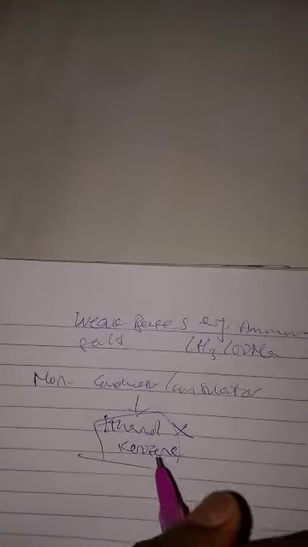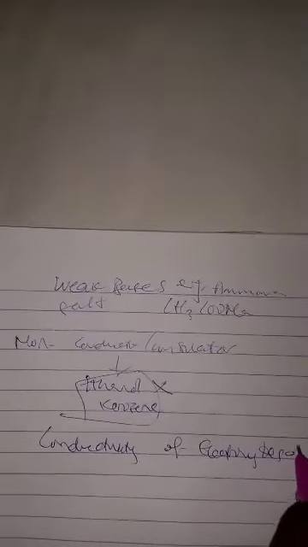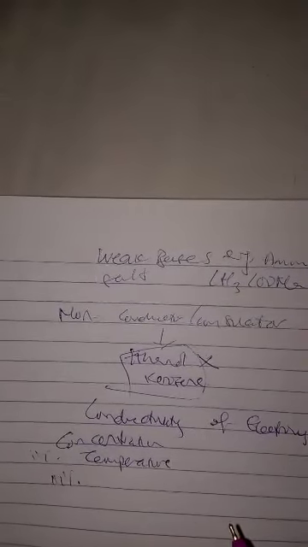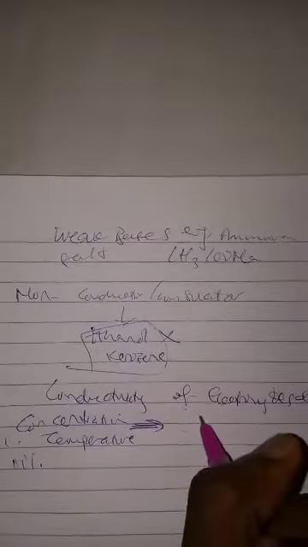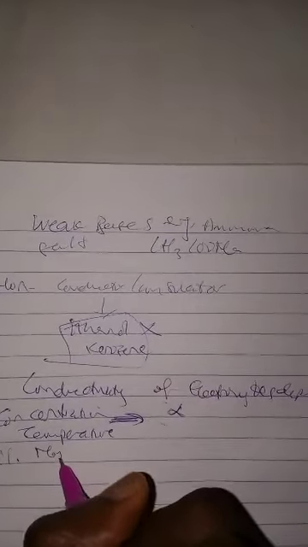Now, the conductivity of electrolytes depends on three things. Number one, the concentration. Number two, the temperature. Number three, the nature. Let me take them one after the other. First, the concentration. The higher the concentration, the lower the conductivity. Concentration is inversely proportional to conductivity.